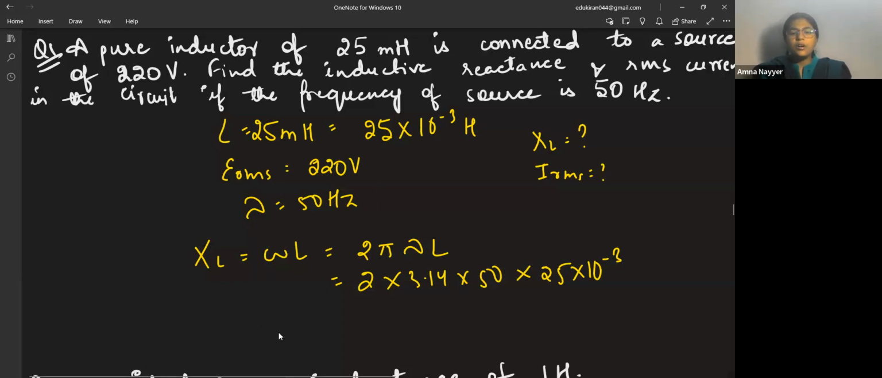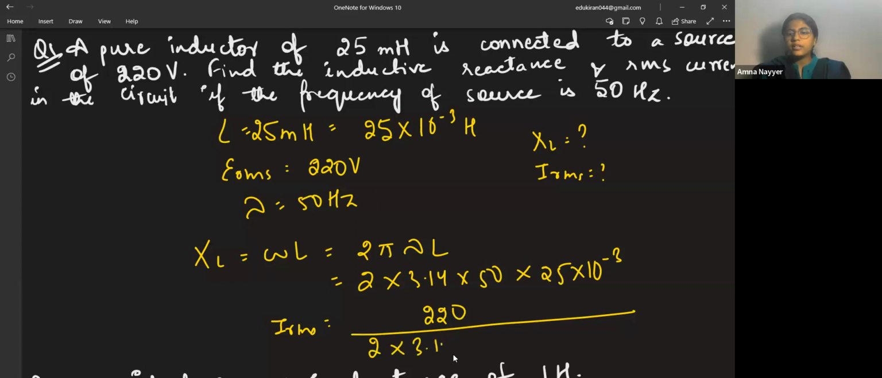And then the value of IRMS will be ERMS, 220, divided by this term: 2 into 3.14 into 50 into 25 into 10 to the power minus 3. Please let me know what the value of IRMS is coming. Write it down and text me in the chat column. Don't calculate it separately, calculate it here directly.